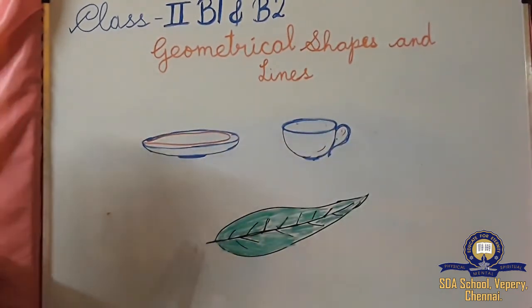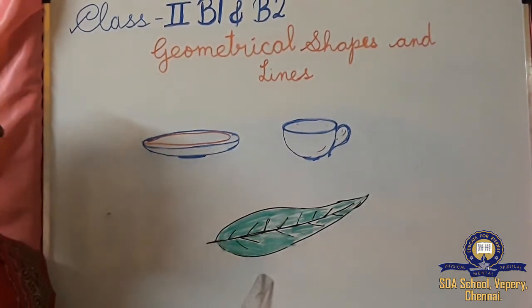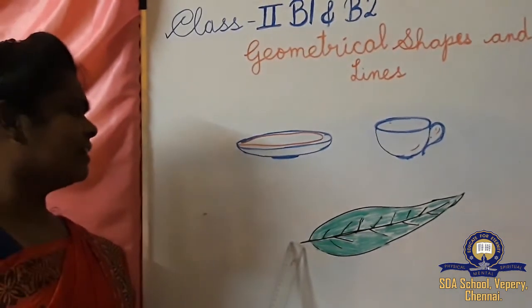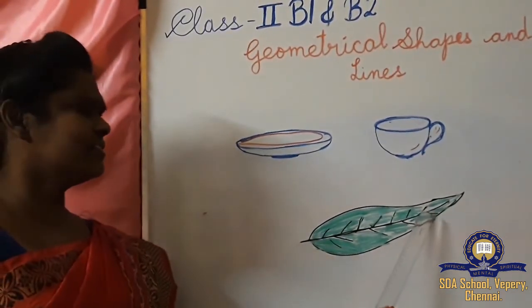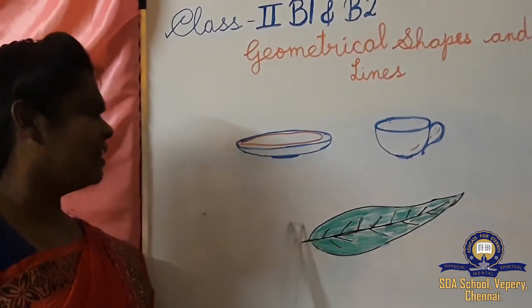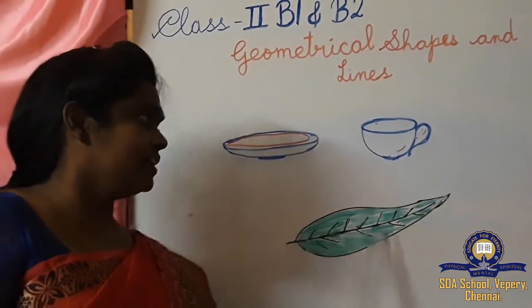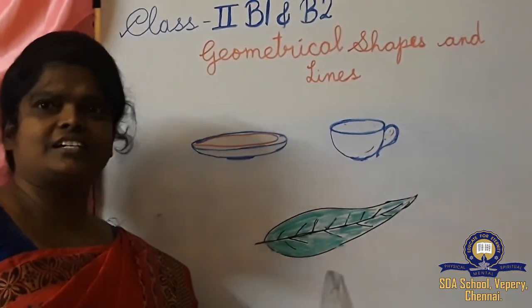Now observe this one. What is this? Leaf. This is a leaf, you can see. Does it have only the straight line? No, it has two: the straight line as well as the curved line.